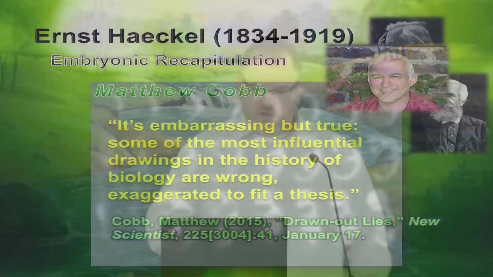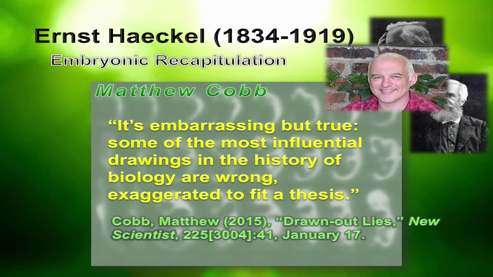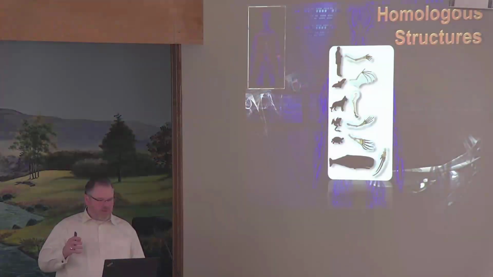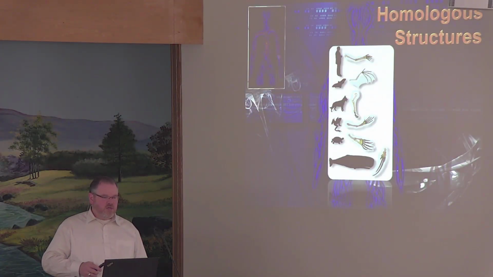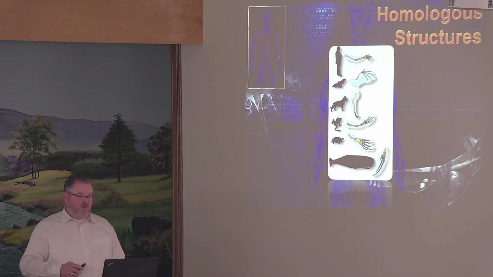Regarding Haeckel's embryos, Professor of Zoology at the University of Manchester, Matthew Cobb, writing in New Scientist, said, "It's embarrassing but true. Some of the most influential drawings in the history of biology," again talking about Haeckel's, "are wrong, exaggerated to fit a thesis." What about homologous structures? What's this argument about? Evolutionists argue that many vertebrate species, backbone species, have structures that are constructed from the same basic bones and therefore very similar.